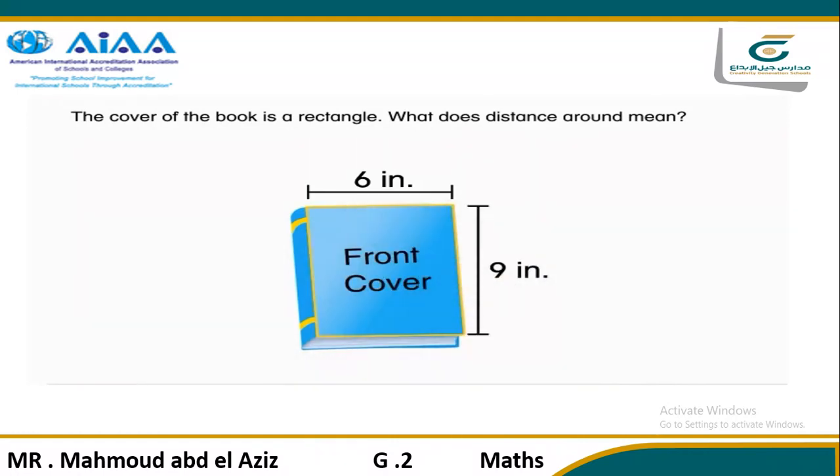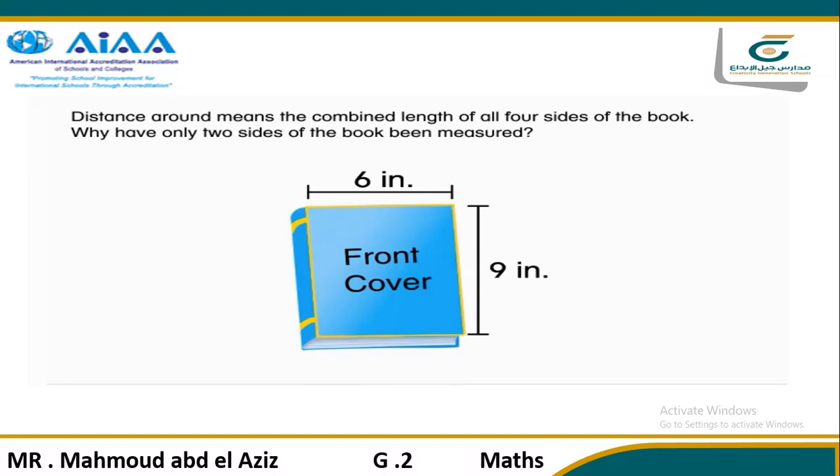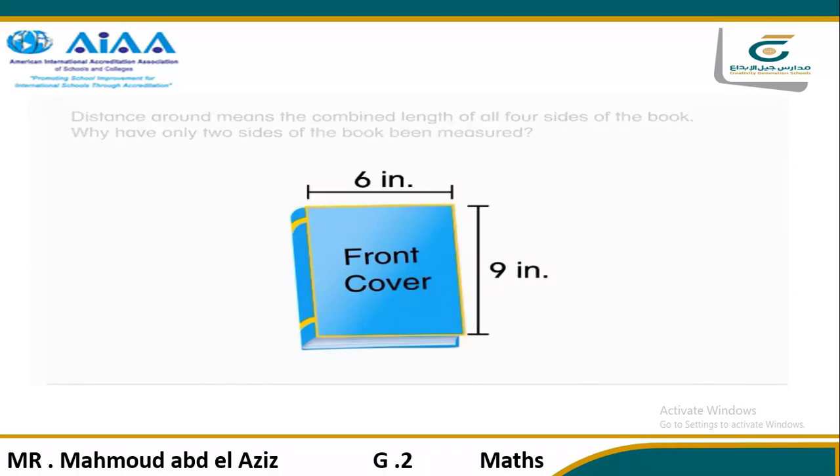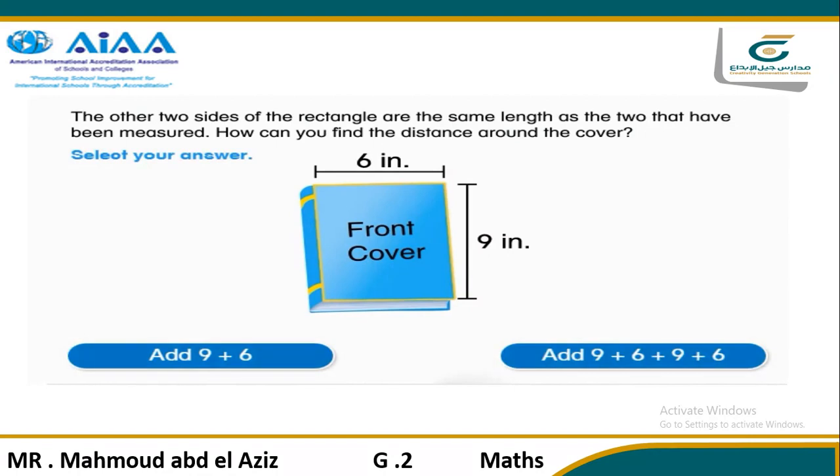The cover of the book is a rectangle. What does distance around mean? Distance around means the combined length of all 4 sides of the book. Why have only 2 sides of the book been measured? The other 2 sides of the rectangle are the same length as the 2 that have been measured. How can you find the distance around the cover? Select your answer.